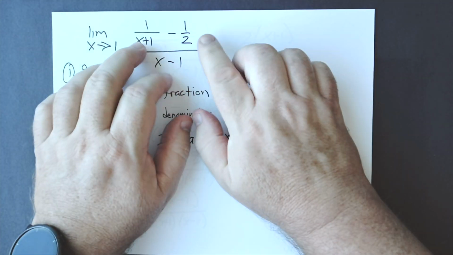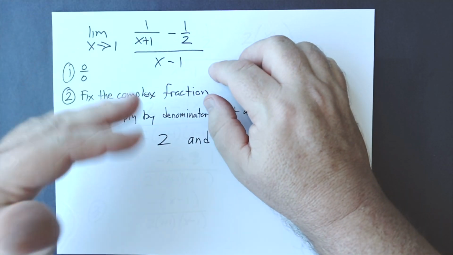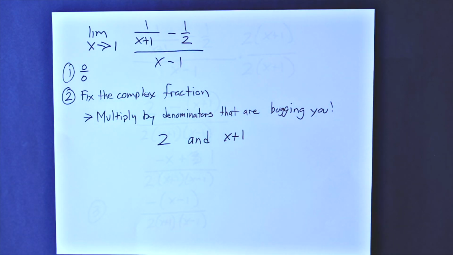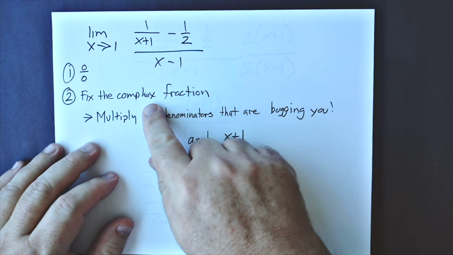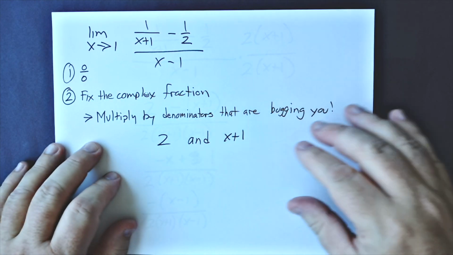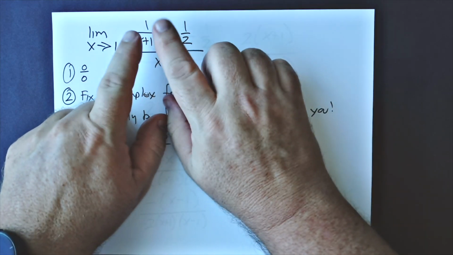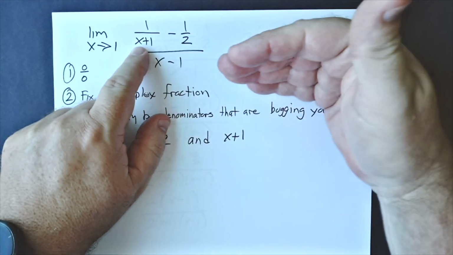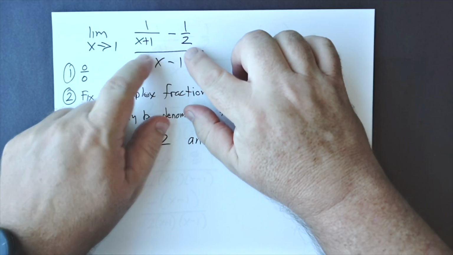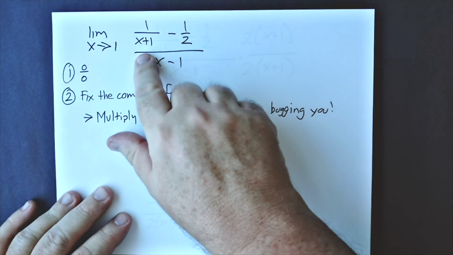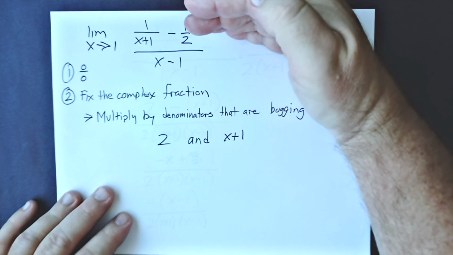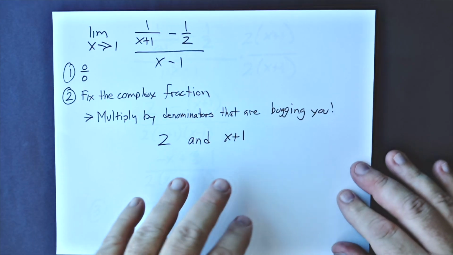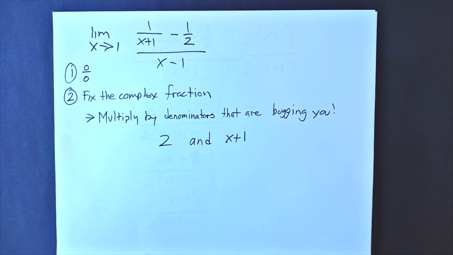So what we do is we see that there's fractions in the numerator or fractions in the denominator. Obviously, first we check to make sure, yes, this is 0 over 0. So then we fix the fraction by multiplying by whatever denominators are giving you grief. In this case, I do not want fractions in the numerator or fractions in the denominator. So I'm going to multiply the entire fraction, the whole thing, by whatever these are. In this case, it's 2 and x plus 1. So I'm going to multiply the top by 2 times x plus 1 and the bottom. And that way, at least this will get taken care of, and then we can look at it again.